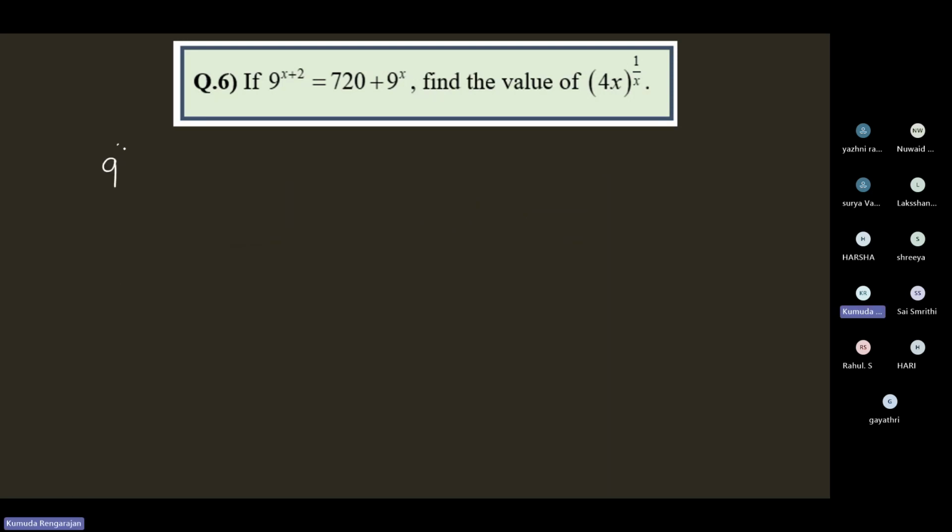So 9 to the power x plus 2 is equal to 720 plus 9 to the power x. Now this one can be written as 9 to the power x into 9 to the power 2. Bring all the terms to one side. So minus 9 to the power x minus 720 is equal to 0. Bringing all the terms to one side.